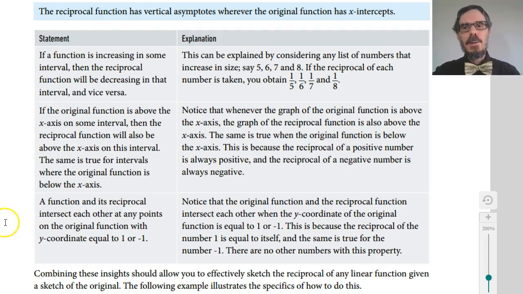So let's think about this carefully. If the original function is increasing, then the reciprocal is actually going to decrease. If my numbers are going from 5, 6, 7 up to 8, I'm going to be taking 1 over those and getting smaller and smaller fractions. Where my original function is increasing, my reciprocal will be decreasing. And vice versa. If my original function is decreasing, then my reciprocal function will be increasing.